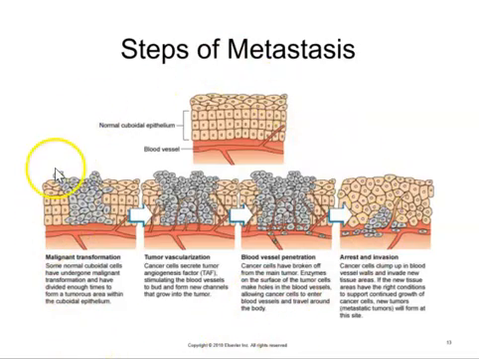And here are going to be the steps of metastasis that we discussed. So we have our malignant transformation. We have some cells that are becoming malignant. Then we have the tumor vascularization. So we've got a tumor with a rich blood supply. Blood vessel penetration, you see the cells here moving into the vascular space. And then they're traveling to invade other tissues.